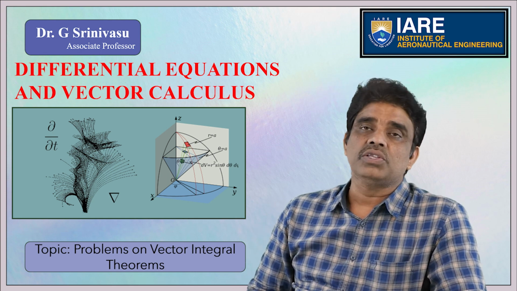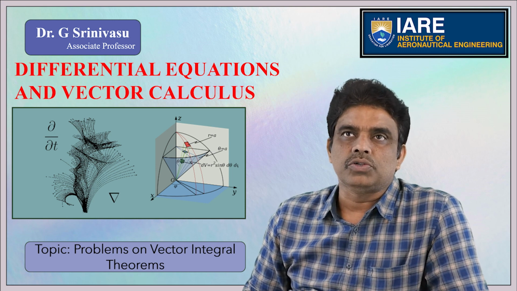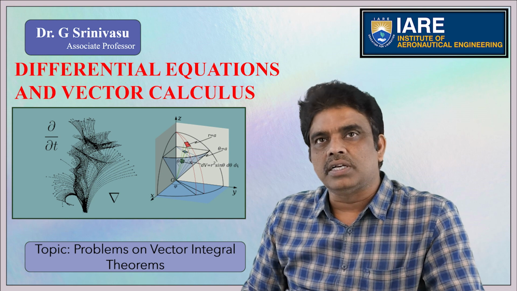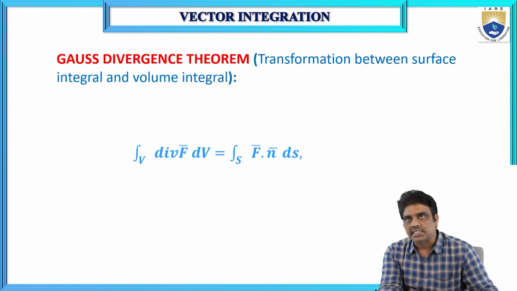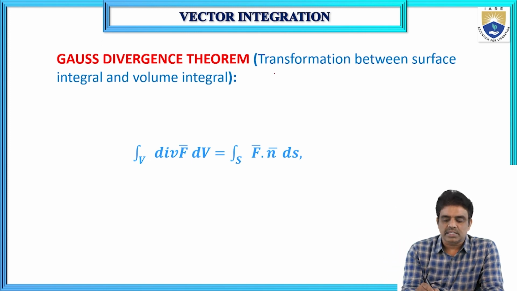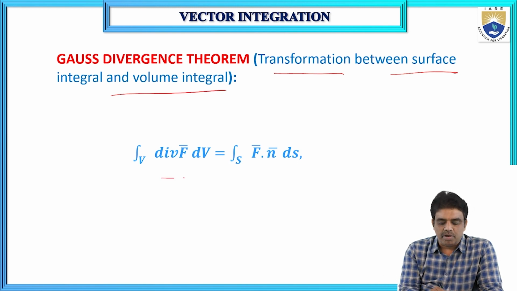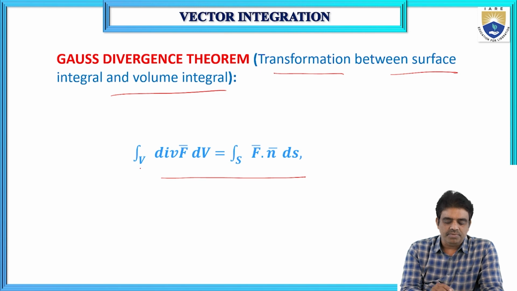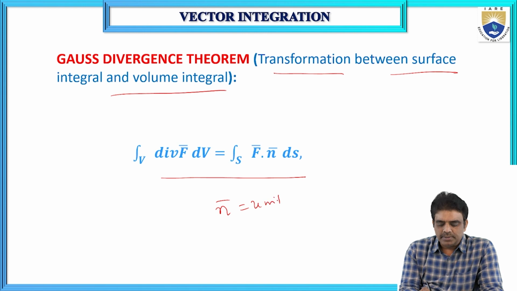Already we have seen several problems on the three theorems. I just want to go through the problems using the three theorems. Before that, I will explain briefly the theorem statements. Gauss divergence theorem is a transformation between the surface integral and volume integral. It is integral of div f bar dv over V, where V is the volume bounded by the given region, is equal to integral over S of f bar dot n cap into ds, where n cap is the unit outward normal vector.